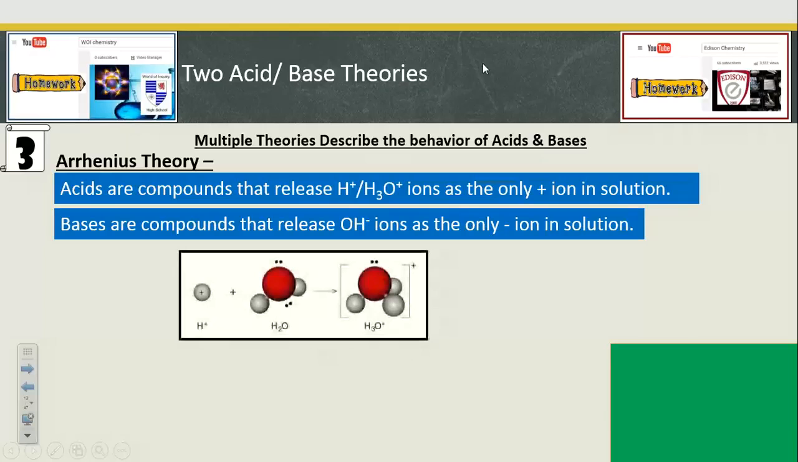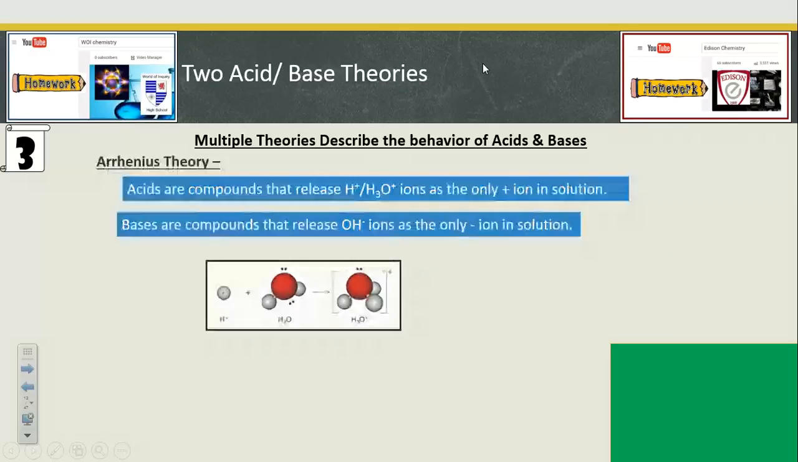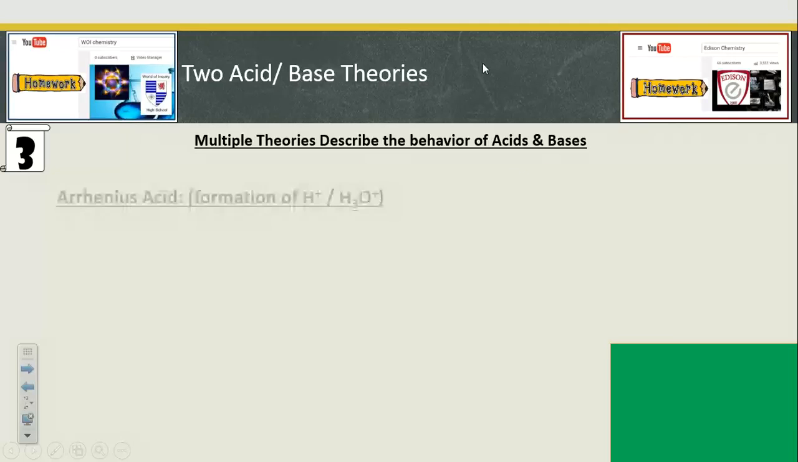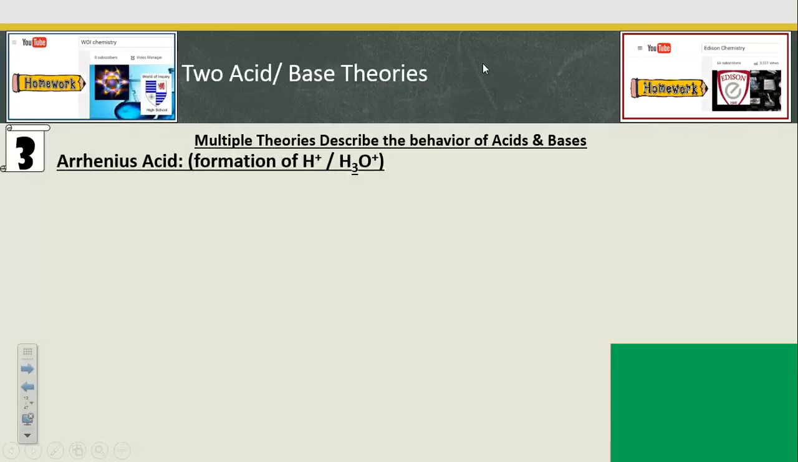Here's a quick demonstration. When you take an H plus ion and it bumps into a water molecule, it makes an H3O plus ion. That's why every time you see me mention acids, I mention H plus slash H3O plus, because they're synonymous. They're the same thing. Solutions require water, so an acid producing H plus means the H plus is going to bump into a water molecule and make the H3O plus. That's kind of the point here for acids and bases under Arrhenius theory: the formation of the H plus and H3O plus.